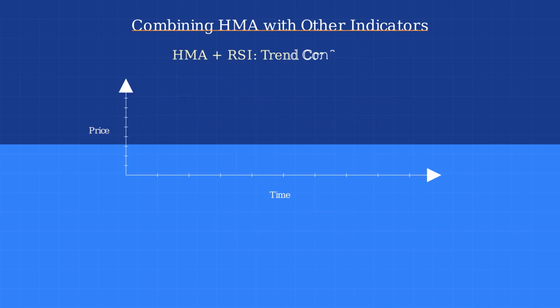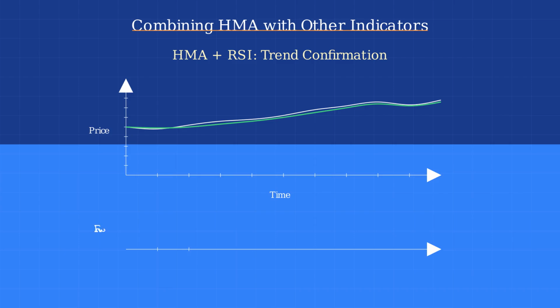Hull Moving Average combined with RSI creates a powerful trend confirmation system. When HMA shows the direction, RSI confirms the strength of the trend. RSI measures overbought and oversold conditions. The strongest signals occur when the HMA trend aligns with RSI momentum.